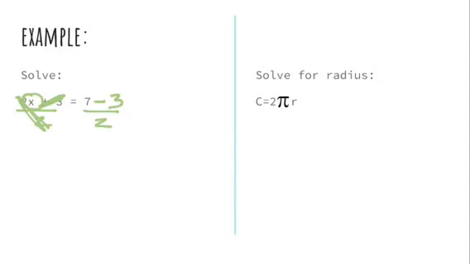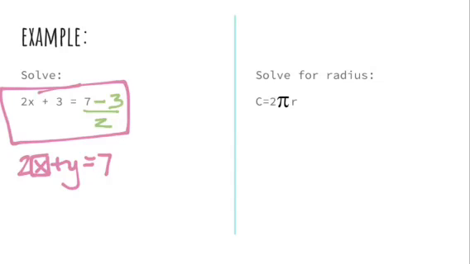Watch what happens if instead of 2x plus 3, I have 2x plus y equals 7. If my goal is to get x by itself, I'm going to follow the exact same steps as I did here, because we're still solving the equation. But when I subtracted 3 up here, I have y down here. So we're going to subtract y from both sides.